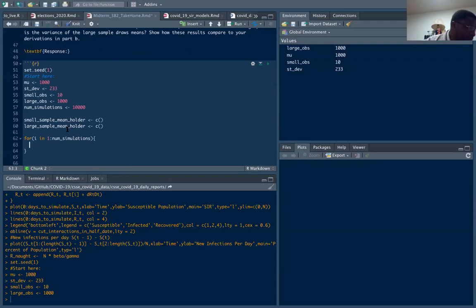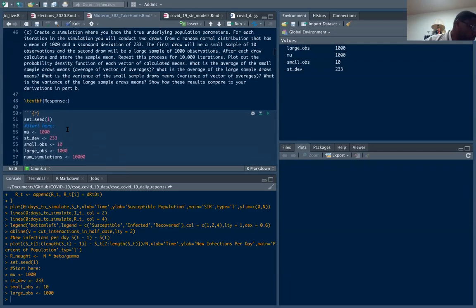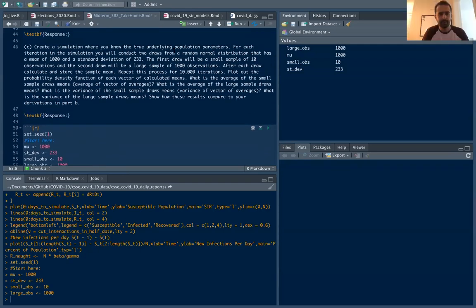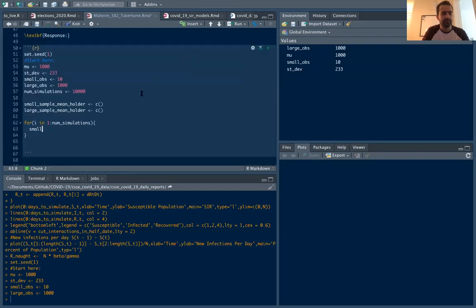First thing we're going to do is actually take the random sample. Actually, how did I write this? Let's see. Create a simulation with each underlying population parameter. Yeah, 2 draws. So small sample draws is going to be rnorm, random normal, how many observations, small observations. The mean is going to be mu, the standard deviation is going to be STDEV.